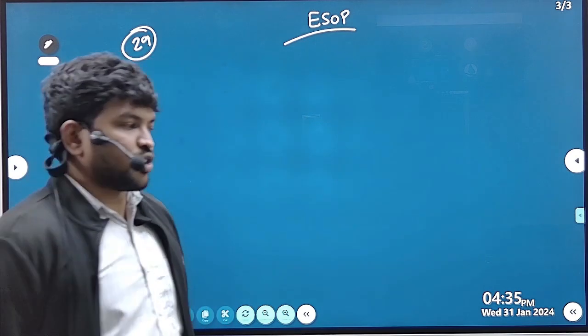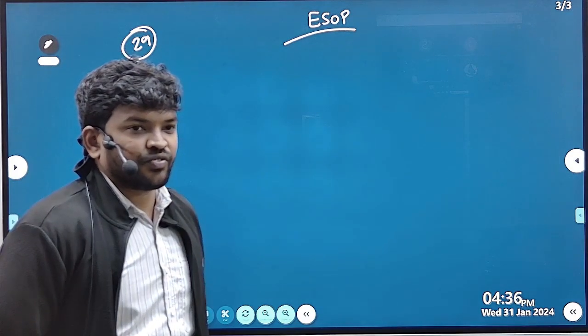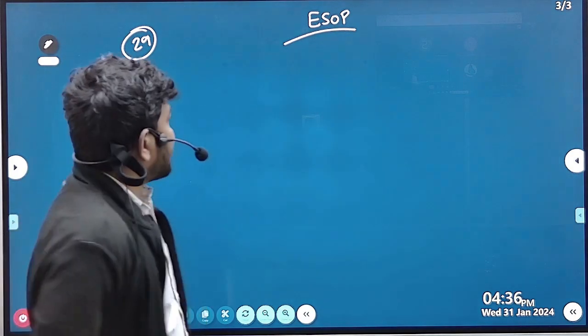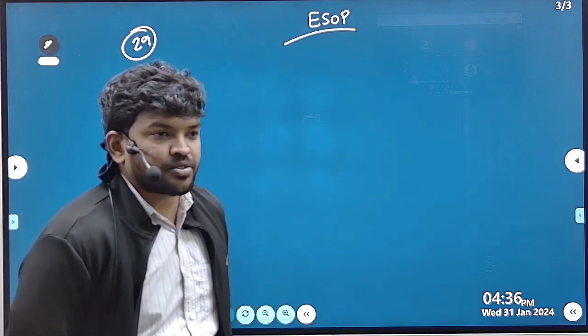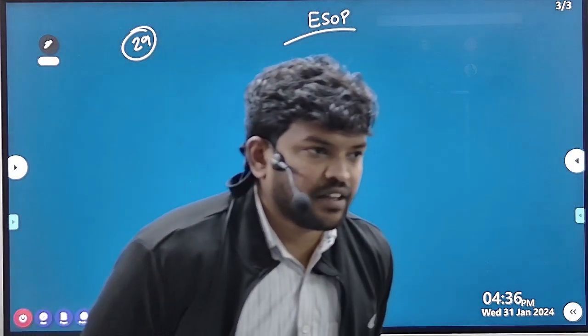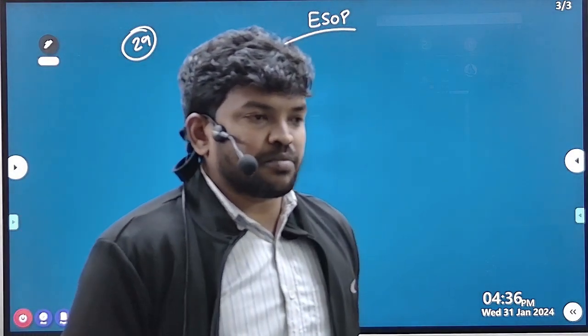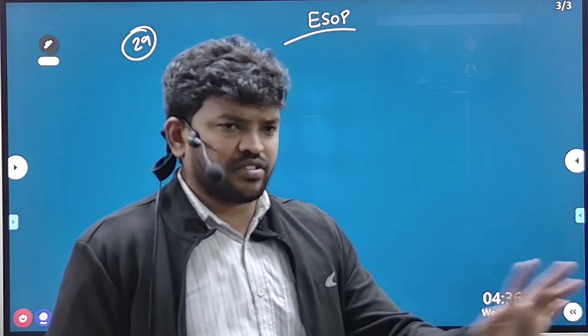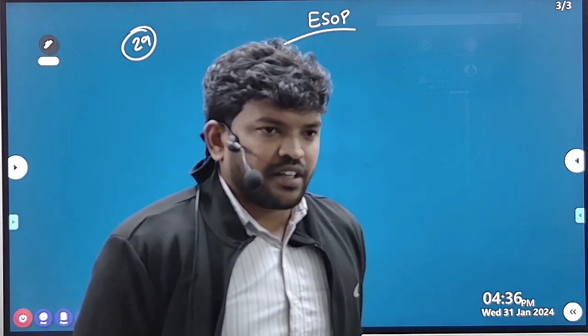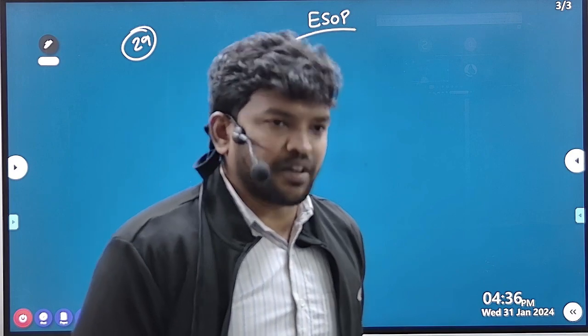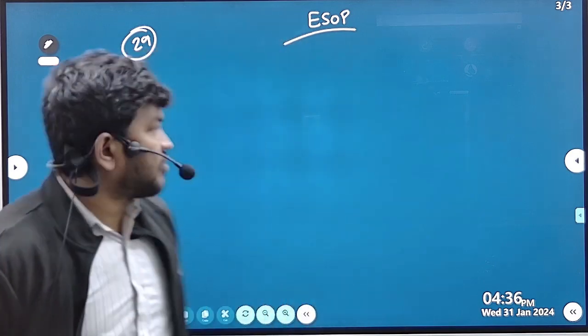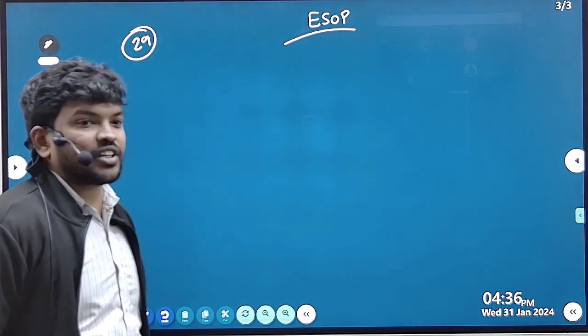First of all, allotted to whom? What is this full form? Employee stock option plan. Employees include directors, employees, all other people. Basically, human resource of the company. So, what is the difference between this sweat equity and ESOP?